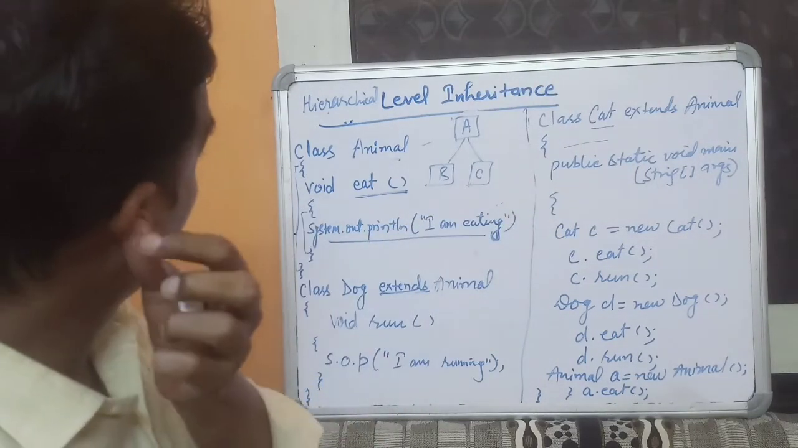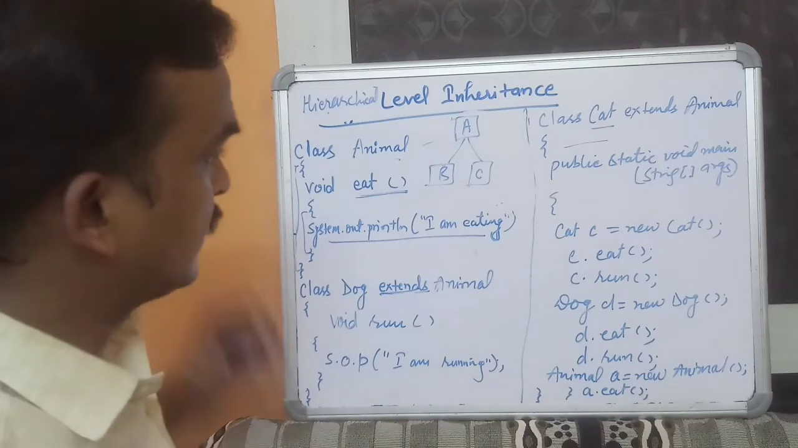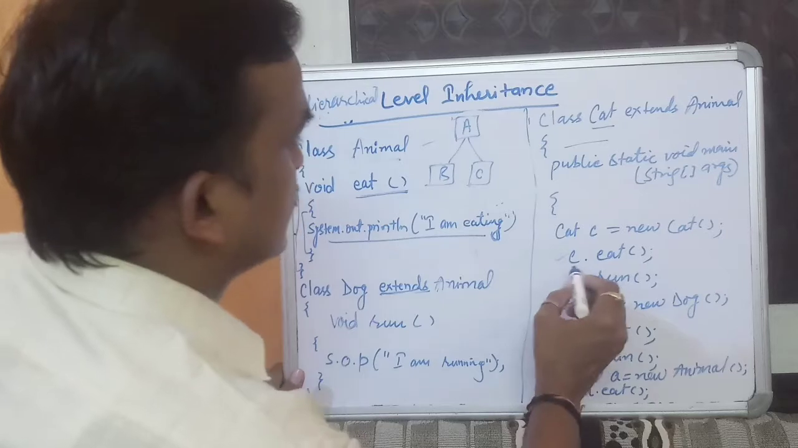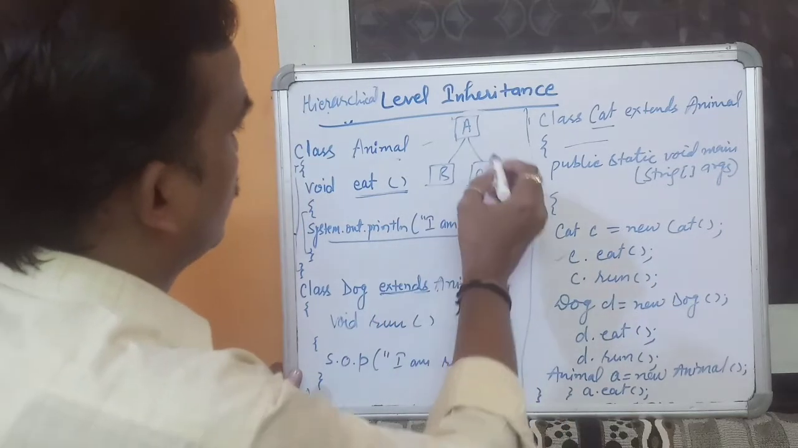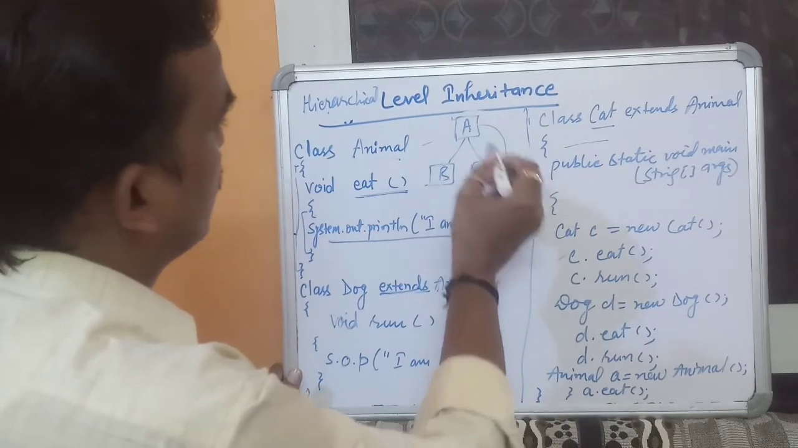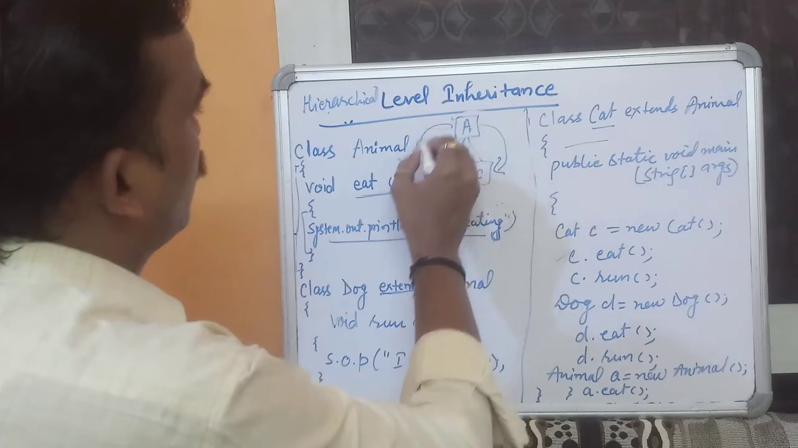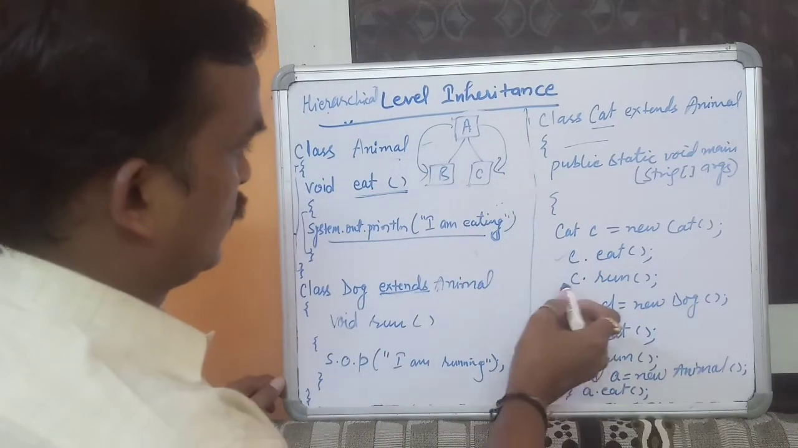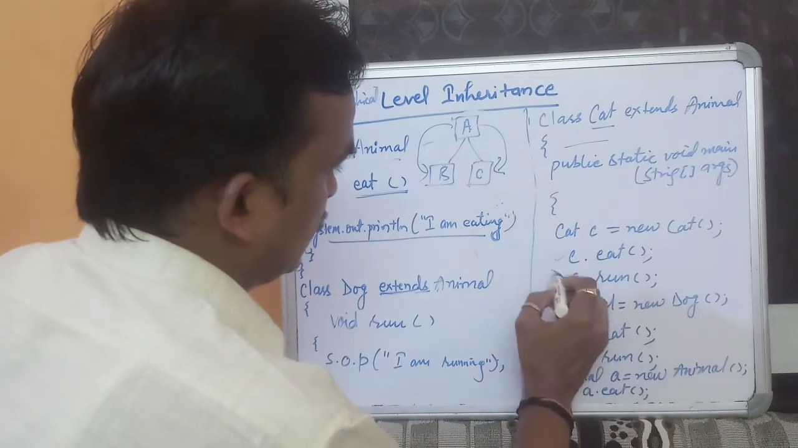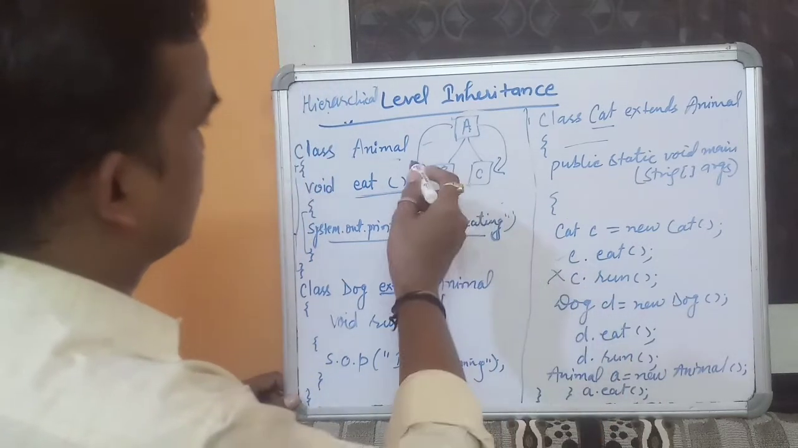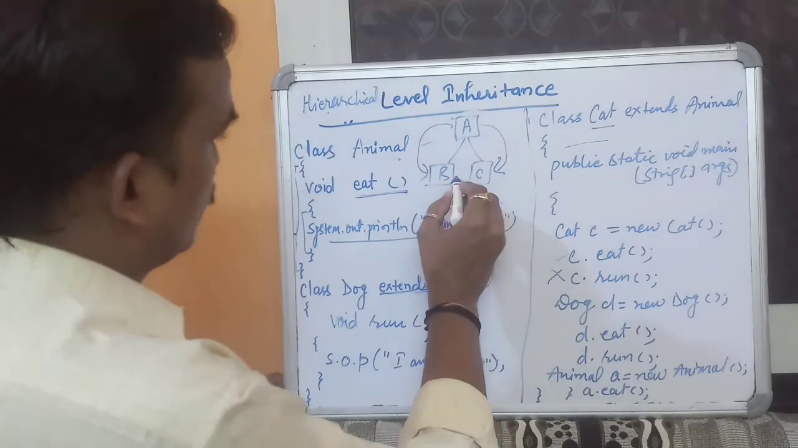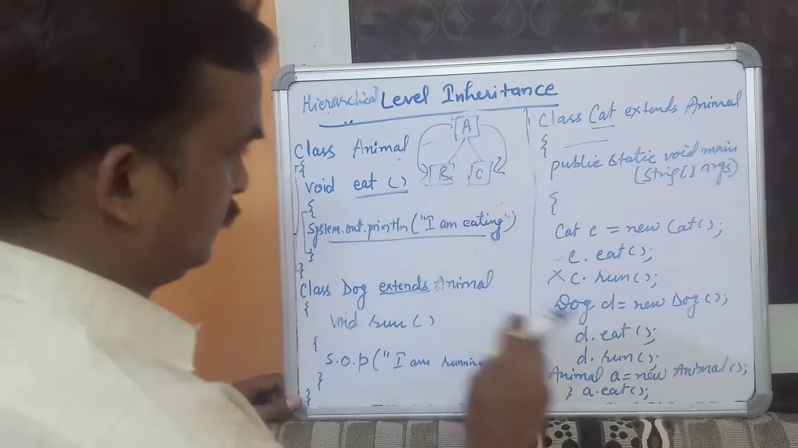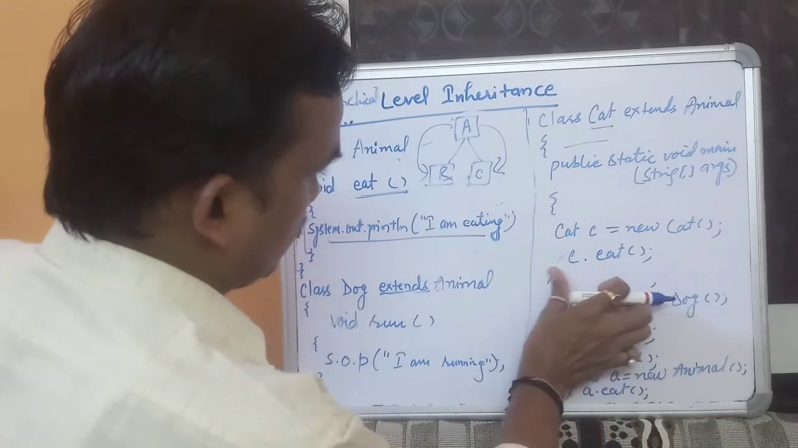Now when we create an object of class C, what will happen? C dot eat is quite right, because all the methods of class A are accessible by class C, and all the methods of class A are also accessible by class B. But C dot run is not possible. That line is not possible in this scenario, because there is no communication between B and C. So this will not happen.